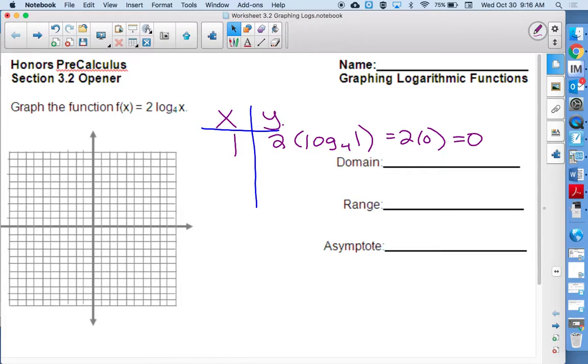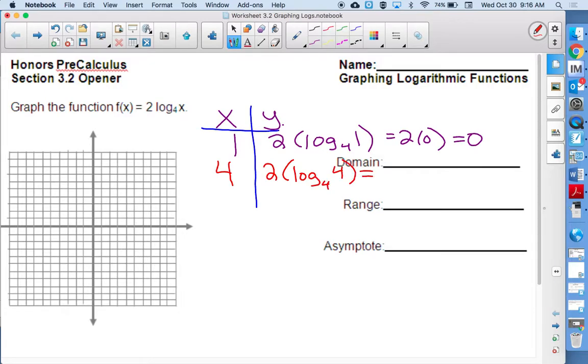The second number I want to choose should be the same as the base. So if my base is 4, the second number I want to choose would be a 4. Because then I'm taking 2 times the log base 4 of 4, which is really 2 times 1. So I have a value of y at 0, and now I have a value for y at 2. I want you to choose 2 other numbers, and that's based off of the exponent property.